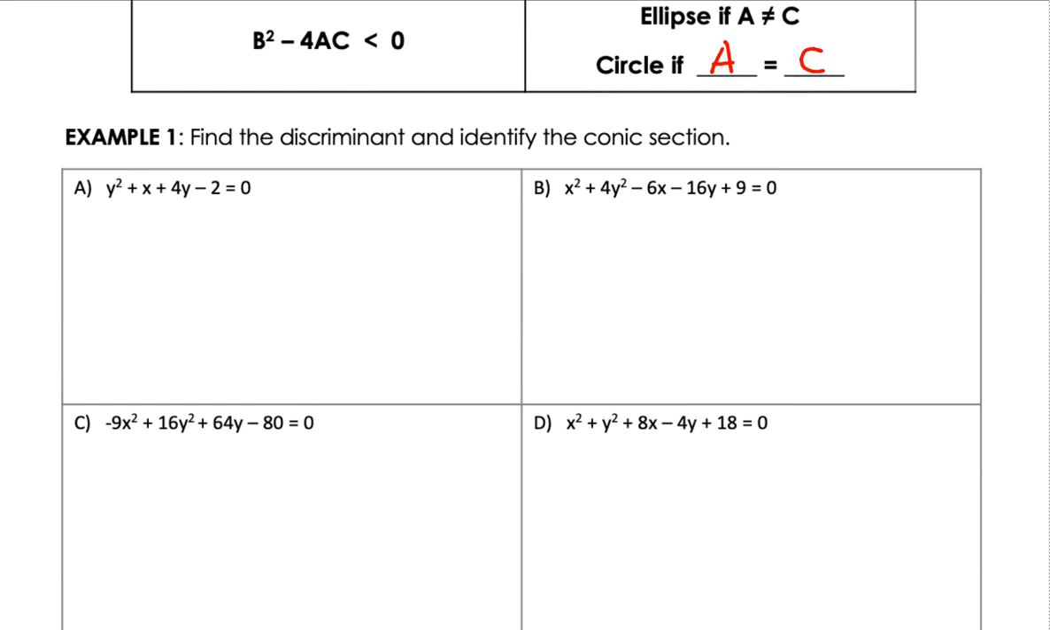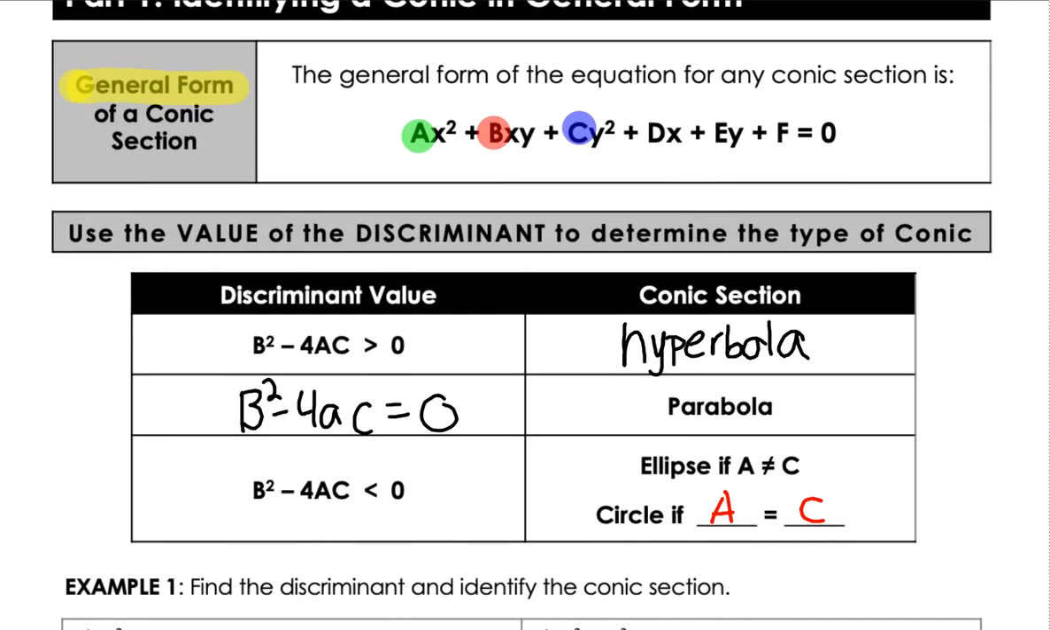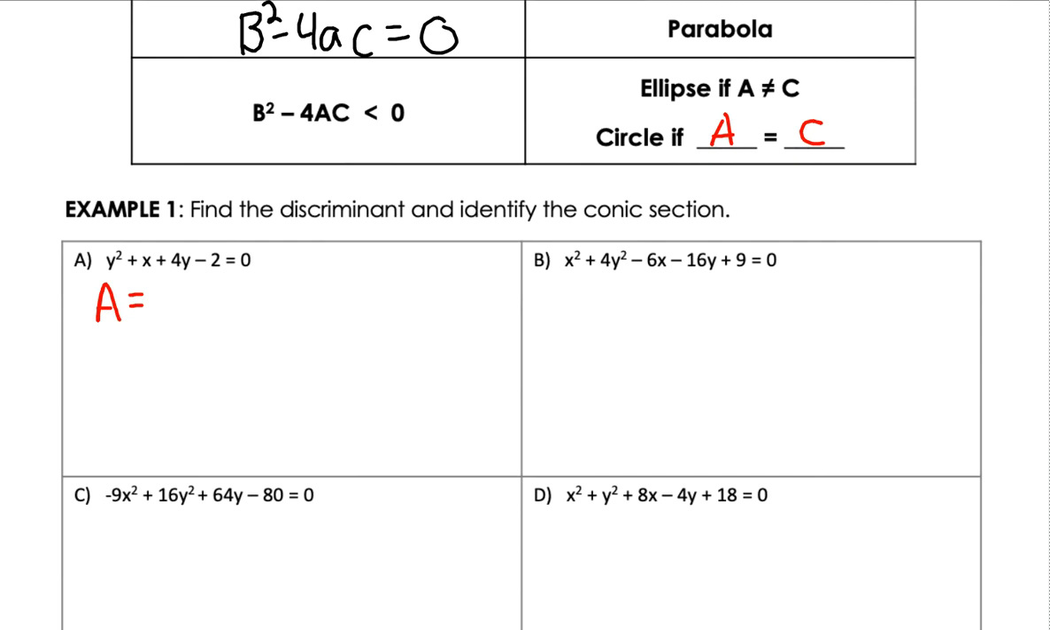Looking at example 1a here, I can see that my a value, which remember from up above is the coefficient on the x squared term, well, when I look at this equation, I don't have an x squared term, so my a value is 0. I also know that the b, which is the coefficient on the xy term, is not in this one, so it is also 0. And my c value, the coefficient on y squared here, would be 1.